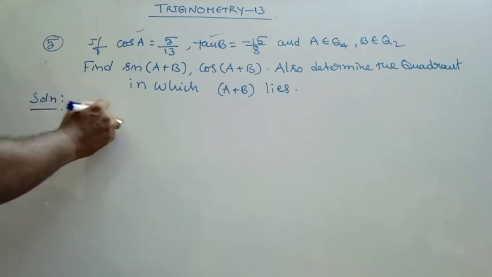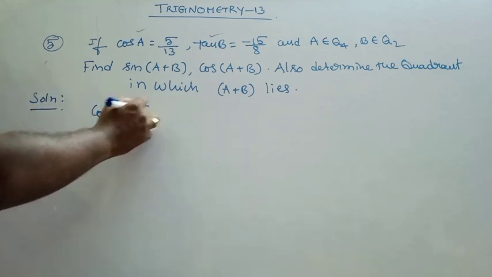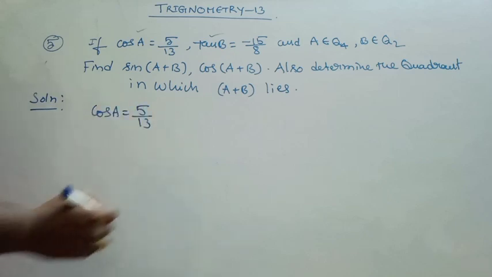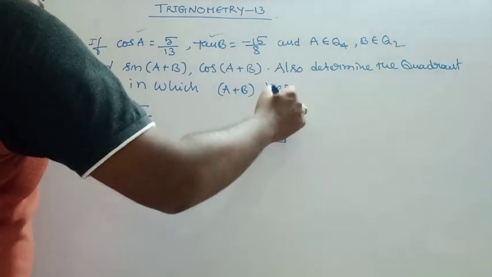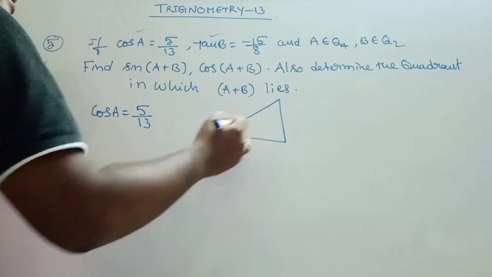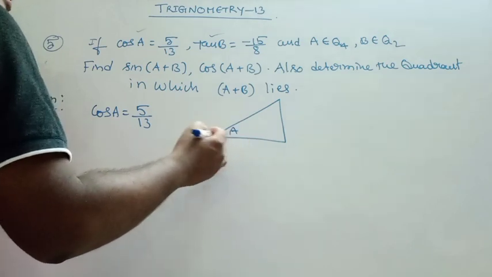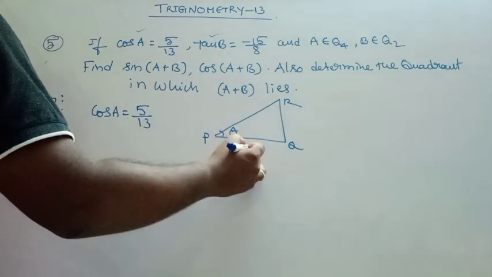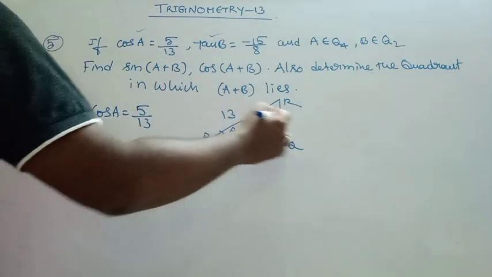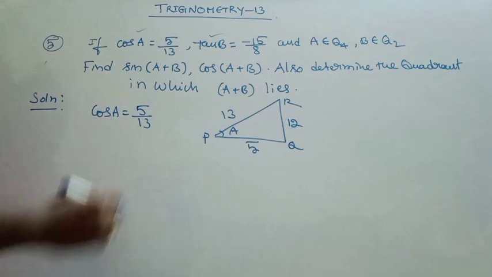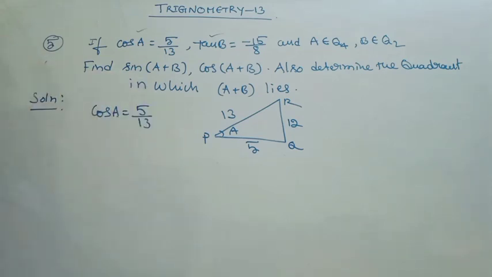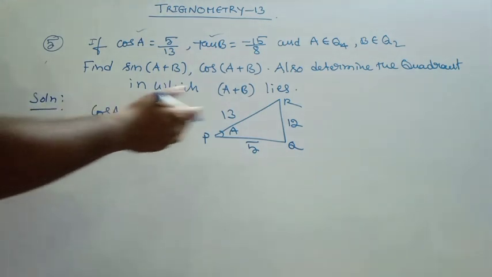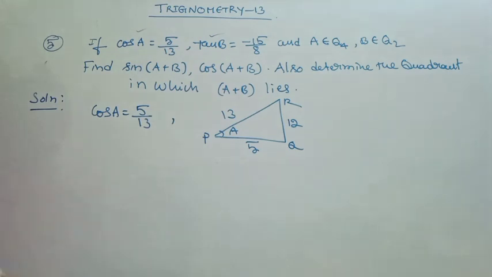See how we are going to proceed with this type of problems, my dear students. They have given that cos A is equal to 5 by 13, like this. That means you see here, A is this angle A. Let us write this triangle as PQR. Cos A is adjacent side by hypotenuse, 5 by 13. Then this becomes 12. We have 5, 12 and 13.